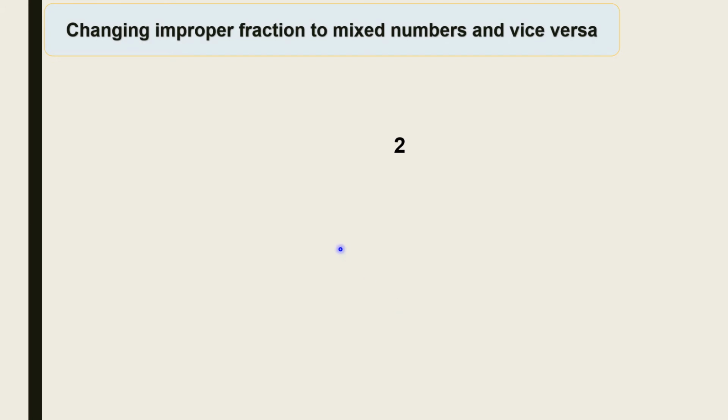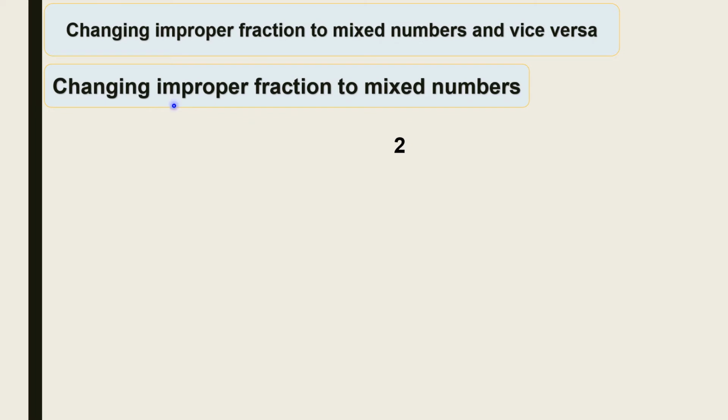So next, how to change an improper fraction to a mixed number and vice versa. Teacher, what is vice versa? When you say vice versa, as you may see, it means changing improper to mixed number, and mixed number to improper fraction, or the other way around. So how do we do that?